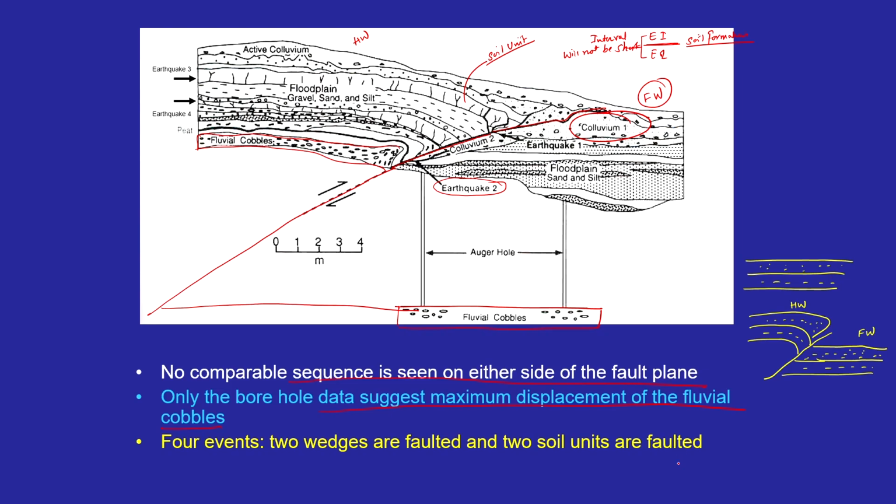So based on this, they have identified that there are at least four earthquakes along this fault. Okay, and of course the displacement which has been observed, based on the depth of the pebble in the footwall side, also indicated that the amount of displacement was much higher.